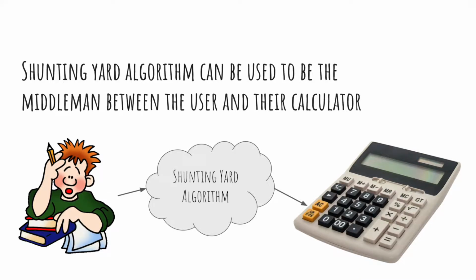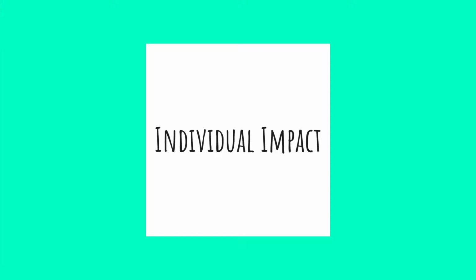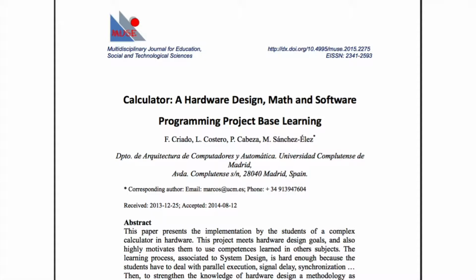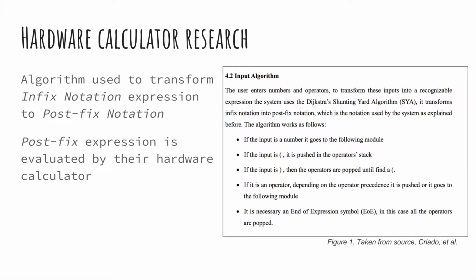The Shunting Yard algorithm can be used to be the middleman between the user and their calculator. For example, as an individual impact, using the research paper calculator, a hardware design, math, and software programming project-based learning. It challenges students to develop a hardware calculator which uses the Shunting Yard algorithm to take in infix notation expressions and convert them to postfix notation that their hardware will then evaluate.